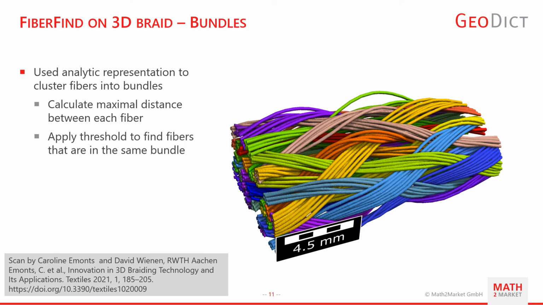For example, here I use the analytic representation to cluster the fibers into bundles. So we know from 2 slices before there are 36 bundles in here, and on the picture now you can see all the different colors are not the individual fibers, but each bundle has its own color, but all the fibers that are part of one bundle have the same color. And I did this using the analytic representation by just computing the maximum distance that each fiber has from each other fiber, and then just applying a threshold to find the fibers that are part of a bundle.